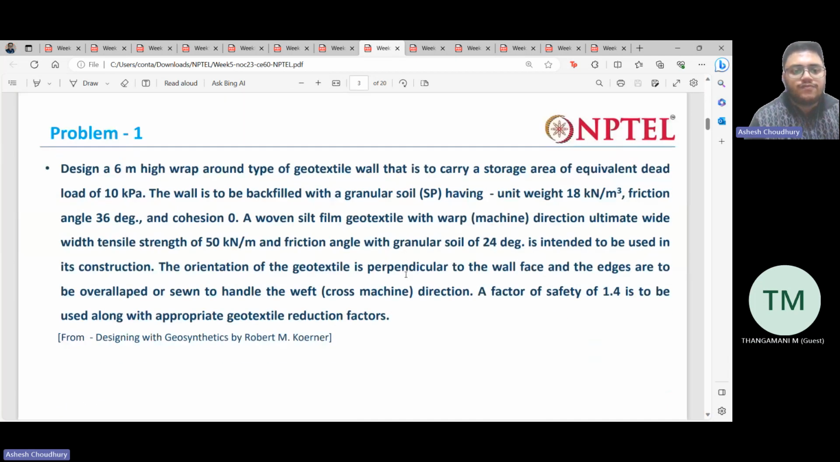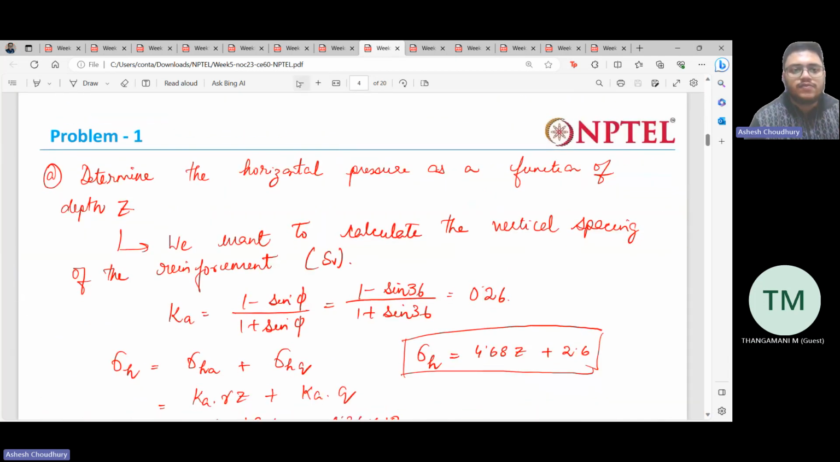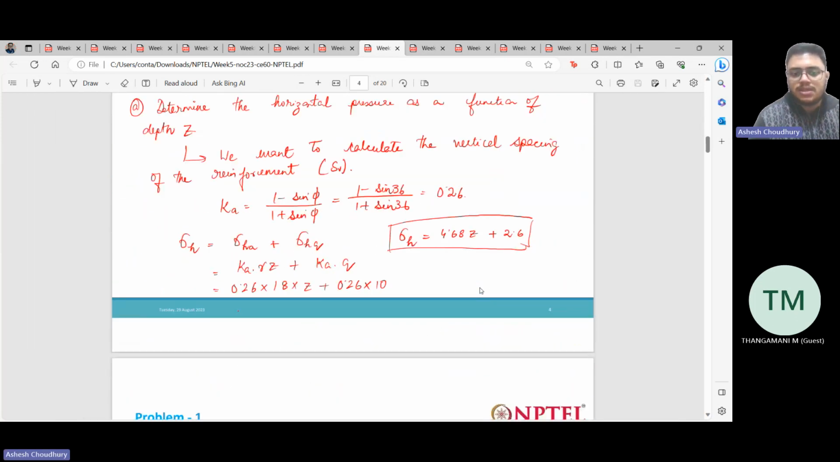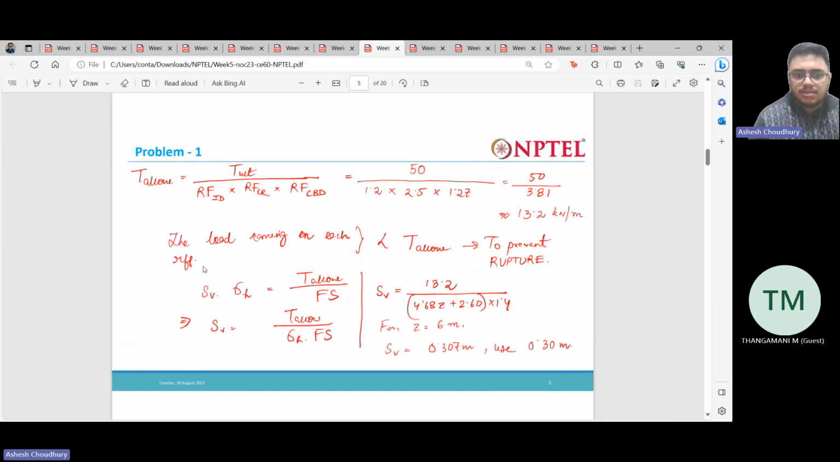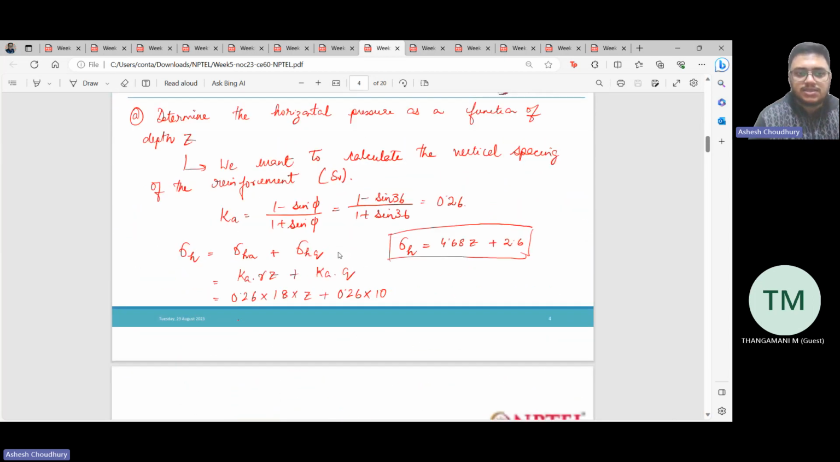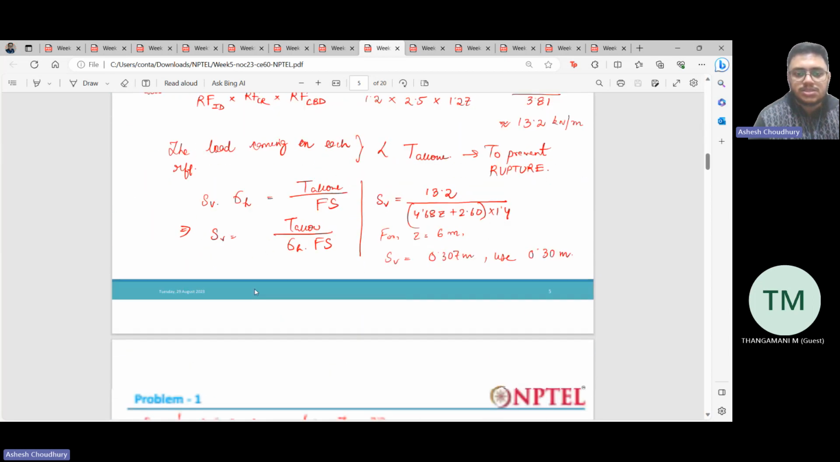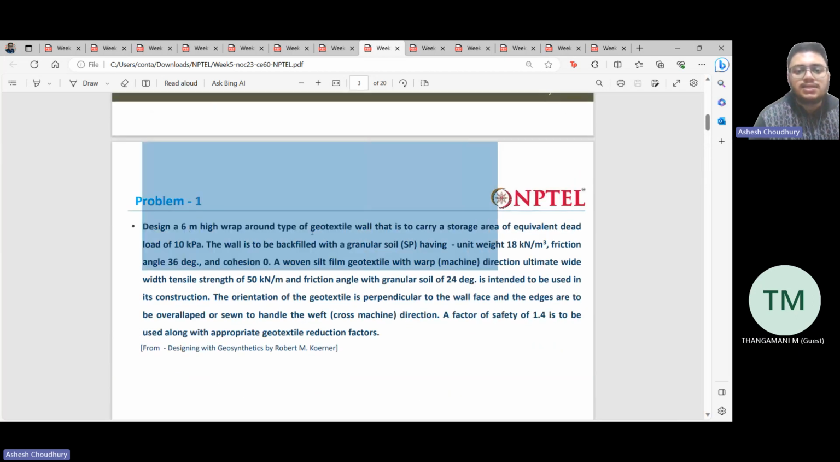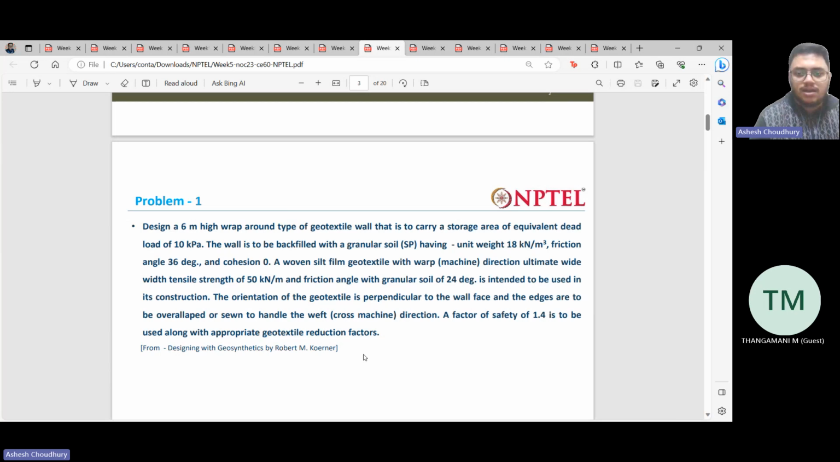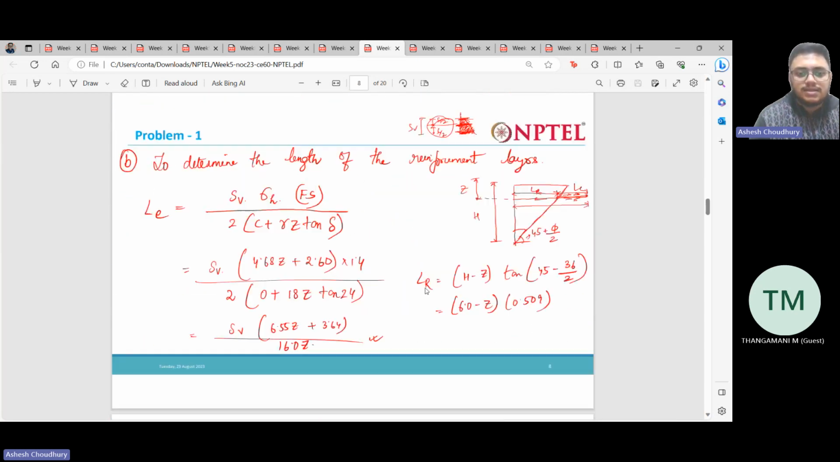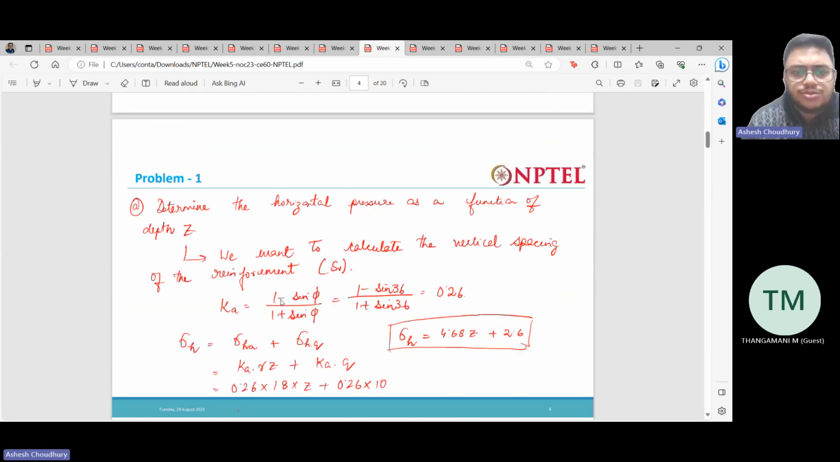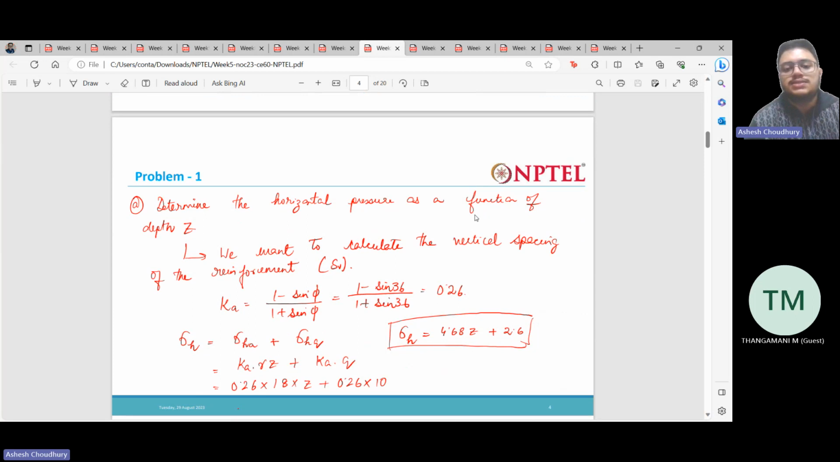Then in the fifth lecture, we began by solving some easy problems regarding the stability check, internal and external stability check. And then we designed a geotextile reinforced soil wall. How to design it? First we need to determine the horizontal pressure as a function of depth, the total horizontal pressure.